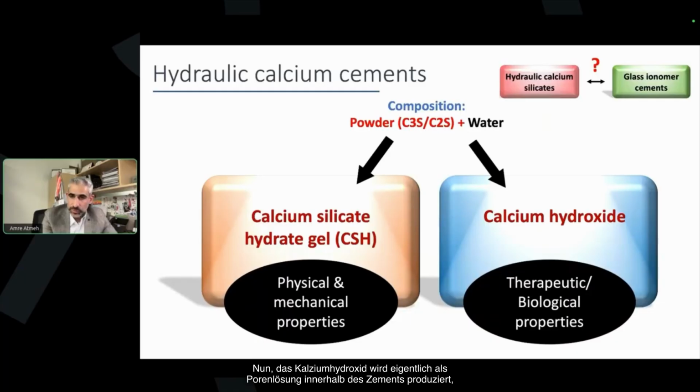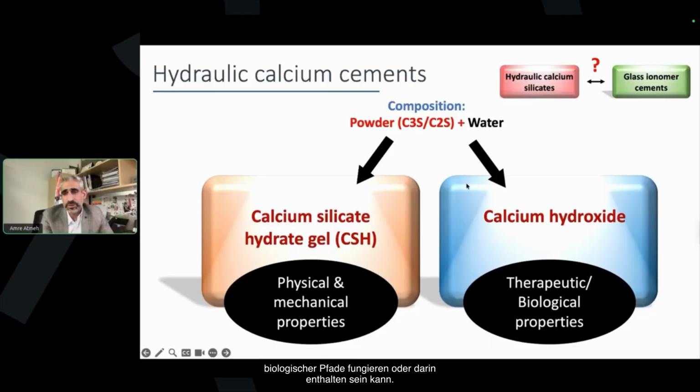As I've just mentioned, the setting reaction of hydraulic calcium silicates starts with mixing with water. That's why they are called hydraulic. Once they are mixed, they will produce calcium silicate hydrate and calcium hydroxide. The calcium silicate hydrate is the part that gives the mechanical and physical properties to the cement. So it hardens, it gives the strength, and so on.